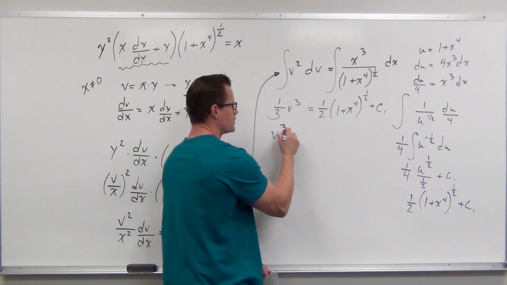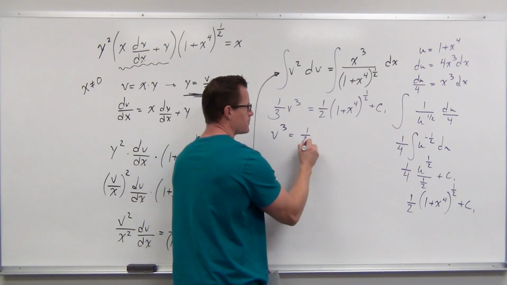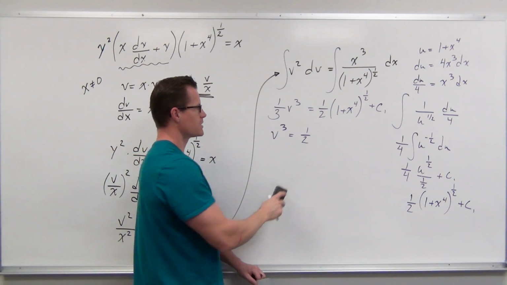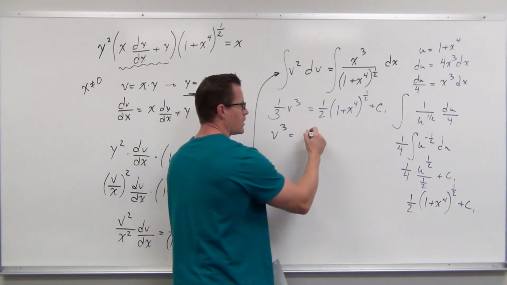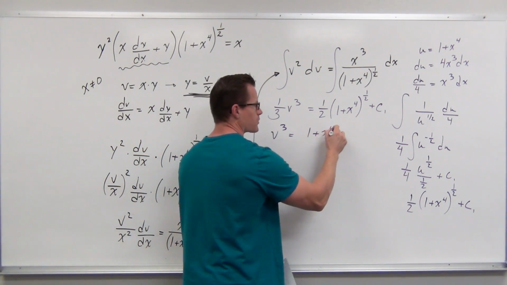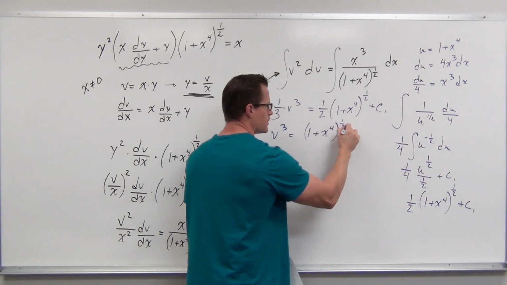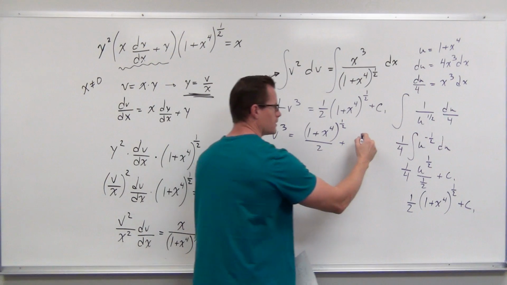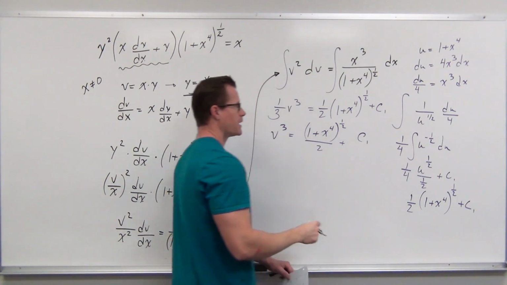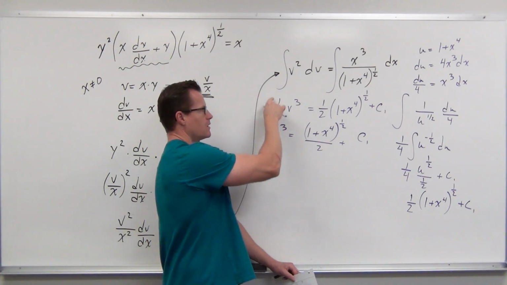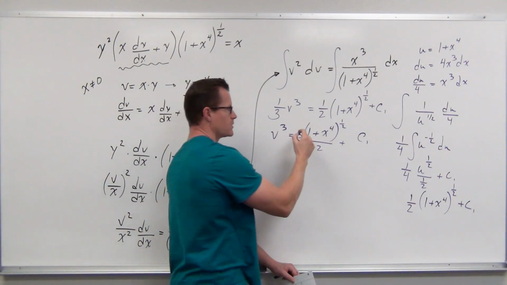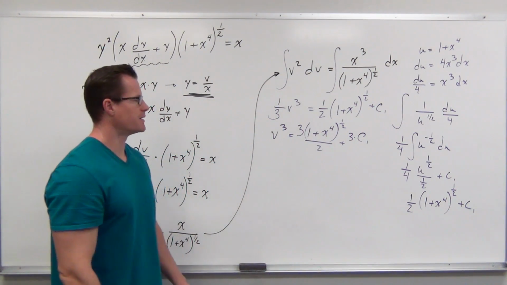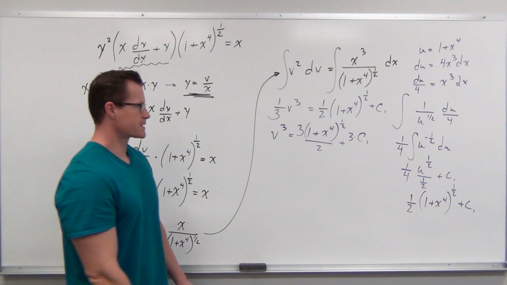So v cubed equals 1/2. I'm going to write it this way too, because I'm seeing a fraction here. So I want (1 plus x to the 4th) to the 1/2 over 2 plus c sub 1. And now I'm going to multiply everything by 3. So 3 times 1/3 gives us v cubed, times 3 times 3, because I've got to distribute the right-hand side. Now I'm going to wrap this up.